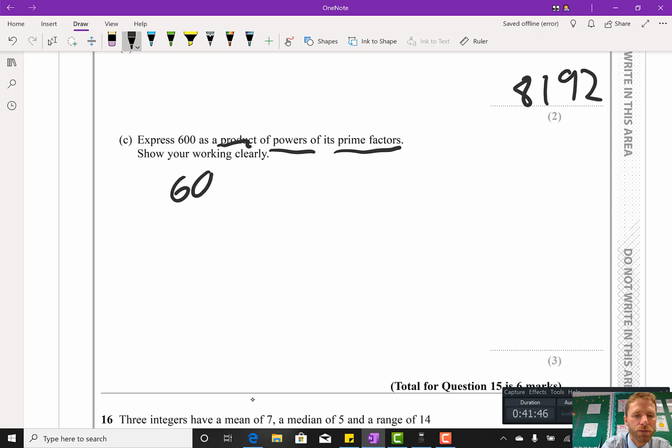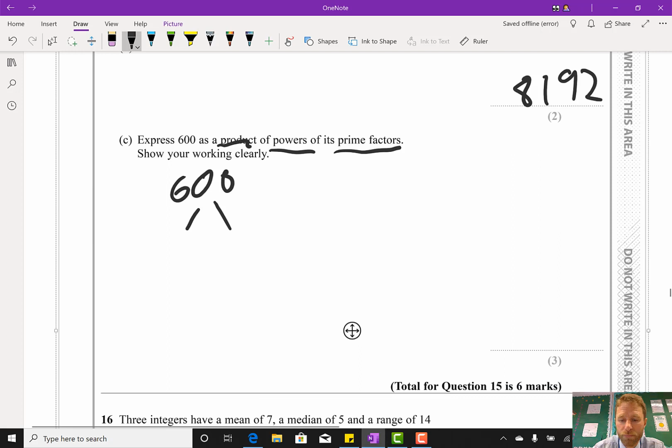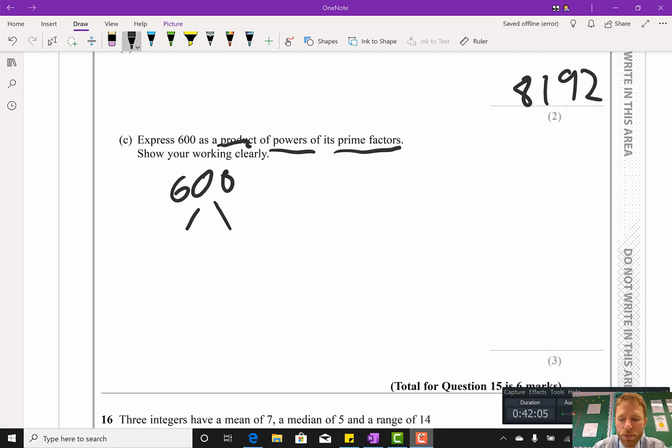How's it going, sir? Ah, the moustache has returned. I'm just expressing 600 as a product of powers of its prime factors, sir. Did you want to come and join in? No. You're going to show us it on the calculator as well? Hang on. Now, just rudely interrupted by the moustache there, telling me to do it on the calculator.